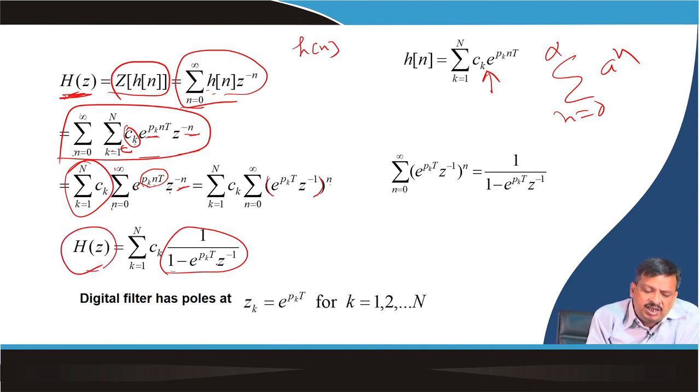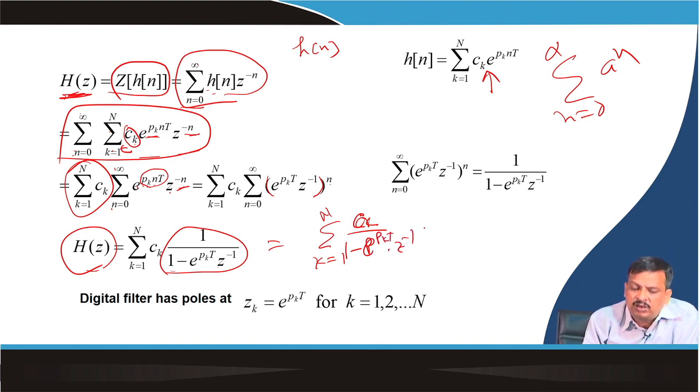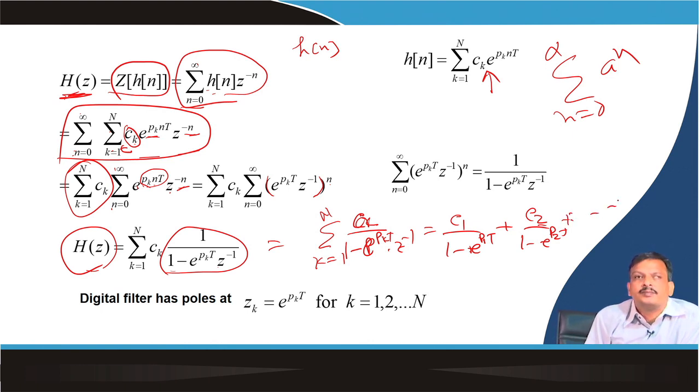So Hz is nothing but a summation of k equal to 1 to n, Ck divided by 1 minus e to the power pk t into z to the power minus 1, which is nothing but C1 by 1 minus e to the power p1 t, plus C2 divided by 1 minus e to the power p2 t, and so on. So I can say z to the power minus 1.